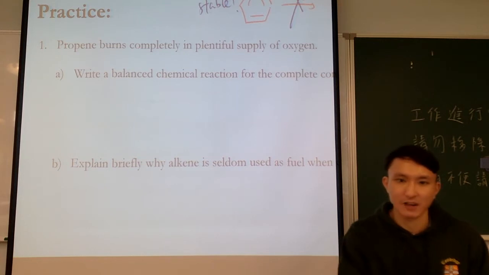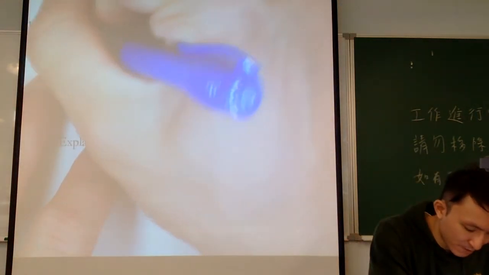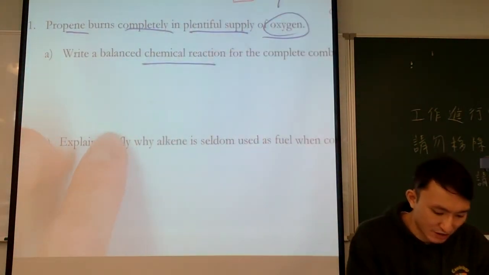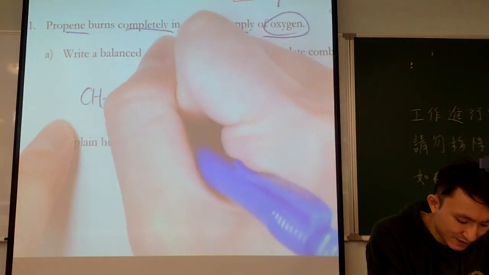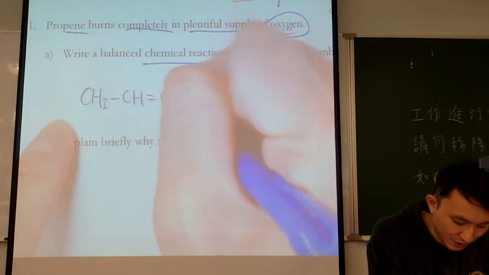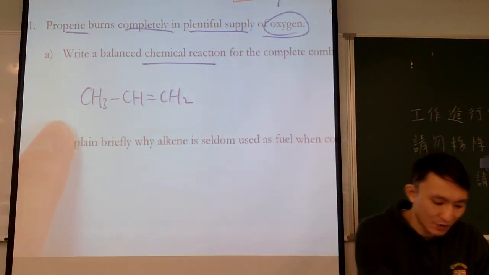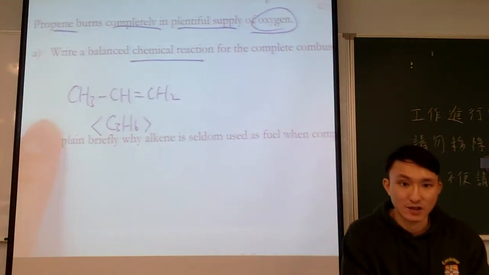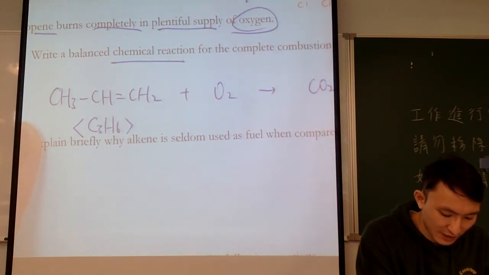I assume you have already attempted the question, so let's discuss. Here, propene burns completely in plentiful supply of oxygen. Write a balanced chemical equation. First of all, propene, CH3CHCH2. Remember, try to use a structural formula. Now you know this one is actually C3H6. Complete combustion reacts with oxygen to form CO2 and H2O.